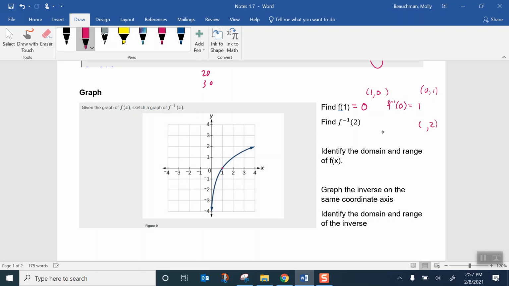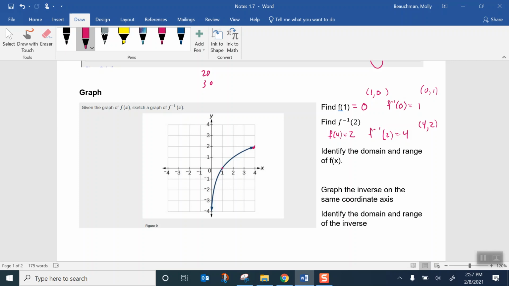And we want the x coordinate that goes with it, f inverse of 2. So if we're given the y coordinate of 2, where the y coordinate is 2 is here at x equals 4. So if f of 4 is equal to 2, then f inverse of 2 is equal to 4. So you interchange the points.